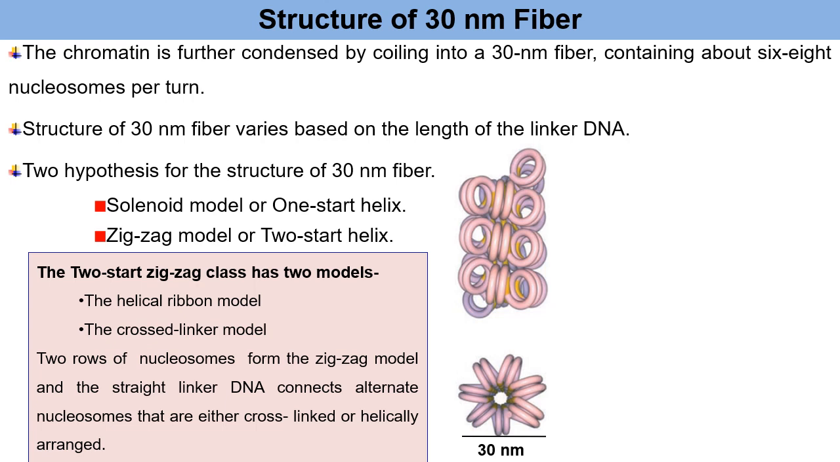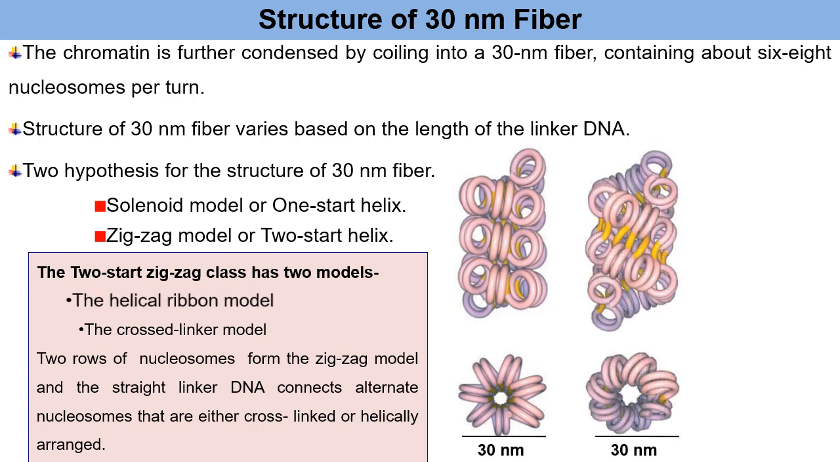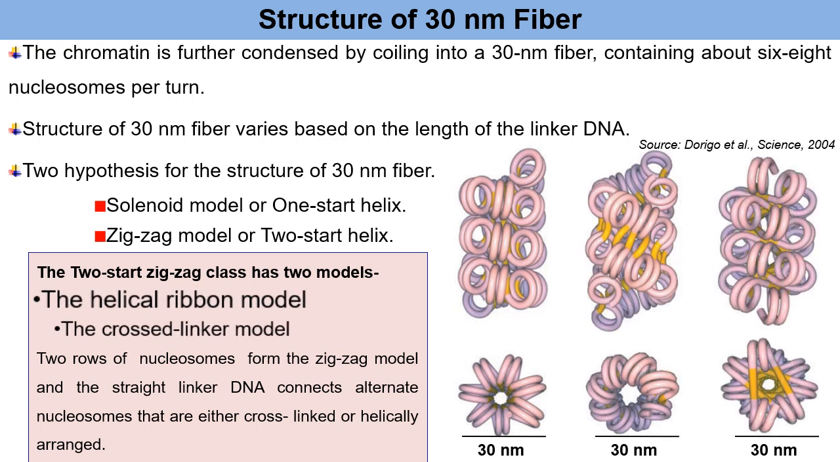The two-start zigzag model is basically of two types: the helical ribbon model and the crossed linker model. In both these zigzag models, two rows of nucleosomes form the zigzag, and the straight linker DNA, in contrast to the bent linker DNA in the solenoid model, connects alternate nucleosomes that are either cross-linked, as in the crossed linker model, or helically arranged, as in the helical ribbon model.